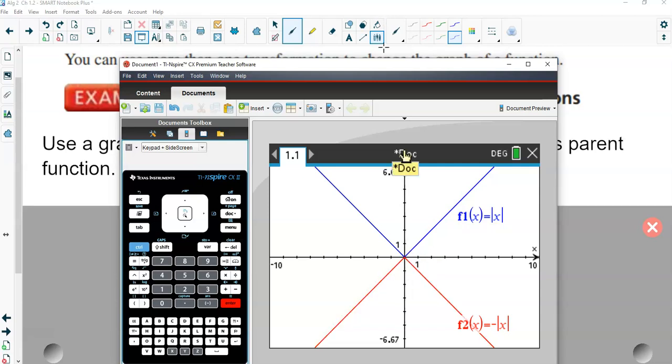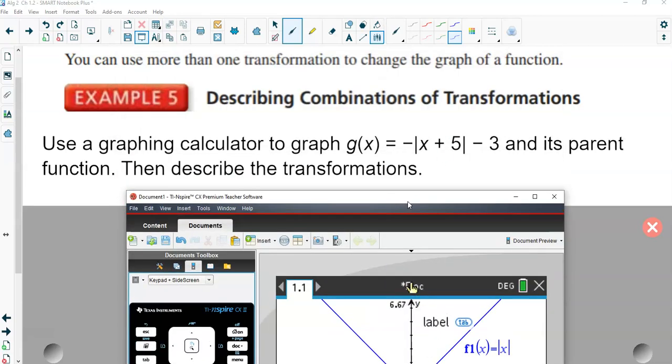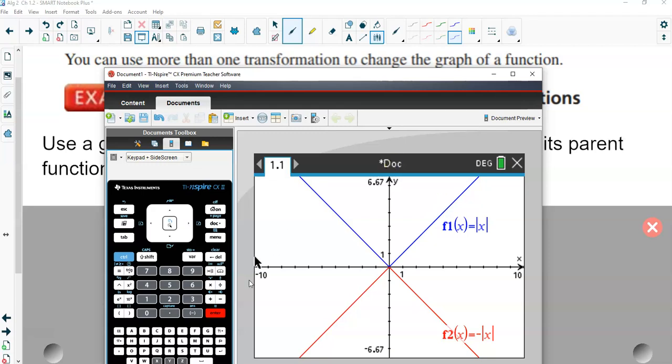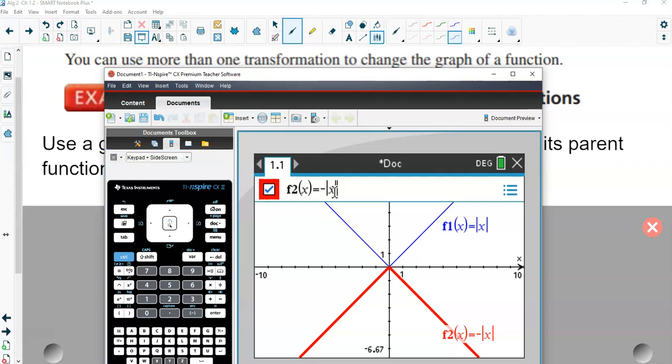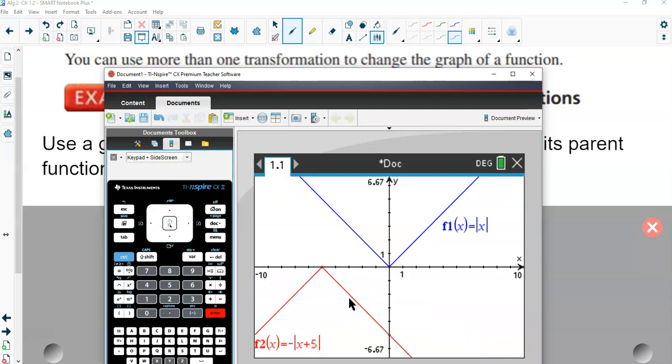Now I want to move the graph left 5 units. So in this case, I want to go back to that graph, tab, go up to graph 2, and then inside of the absolute value, I'm going to put +5. If I put -5, it will move to the right, so +5. That would move left 5 units. So I press enter. Notice what happened. It moved left 1, 2, 3, 4, 5.